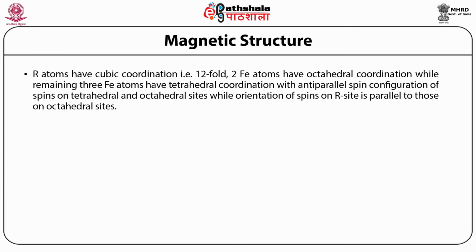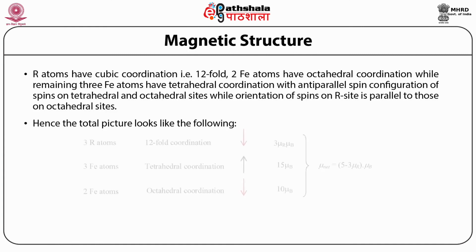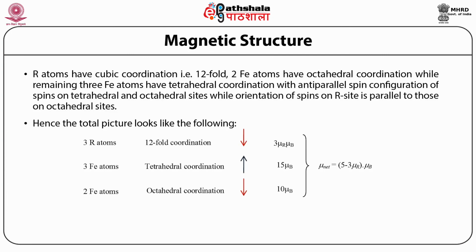We know that each Fe3+ ion contributes 5 μB, while each lanthanide atom, that is R, contributes a moment of magnitude μR μB, where μR is the strength of the moment of the R ion. This shows the total picture of how the magnetic moments add up in the garnets per unit formula. So here the net magnetic moment is (5 minus 3 μR) multiplied by μB.